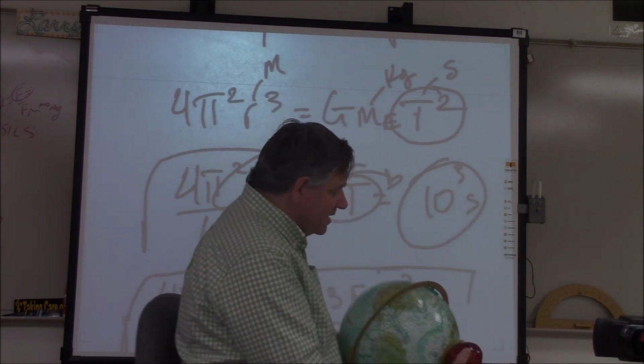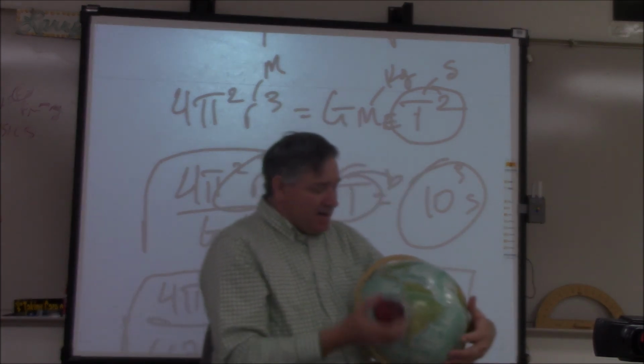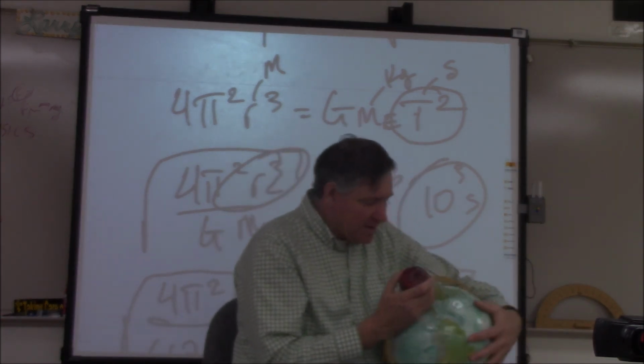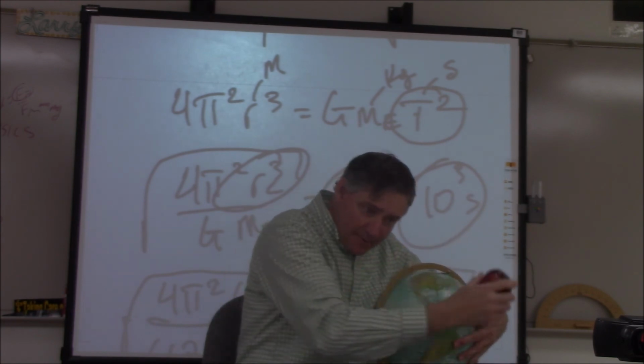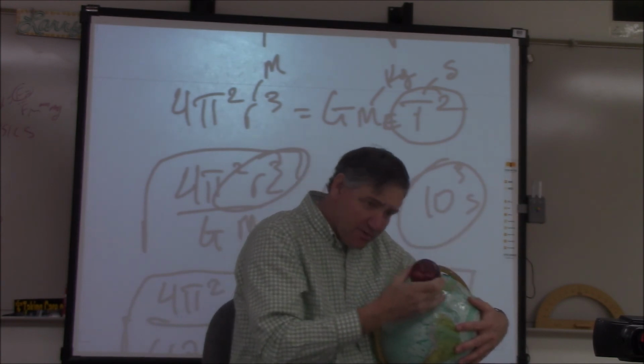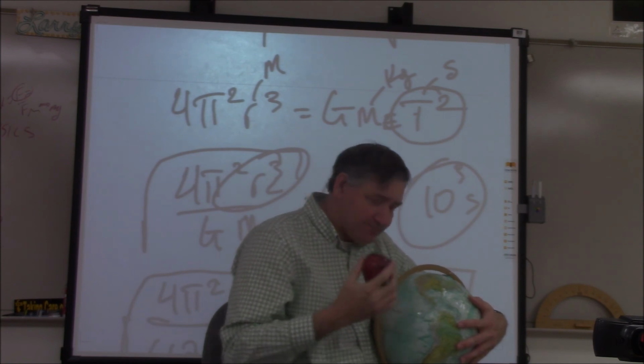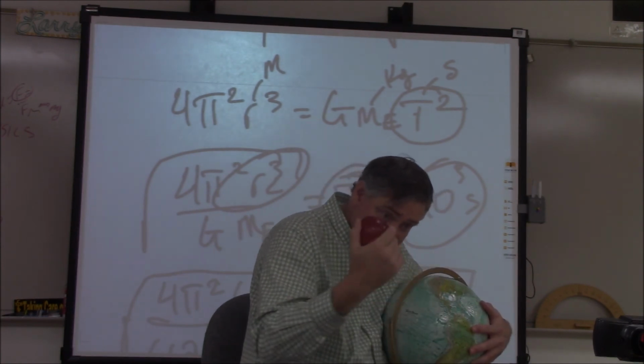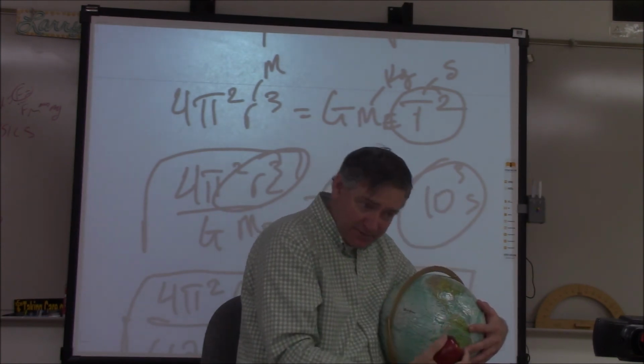Sorry about that. But if I put it in a near Earth orbit, then it's going to go around every hour and a half. So the farther that I park this satellite out, the longer it's going to take for it to go, and the slower it's going to go.